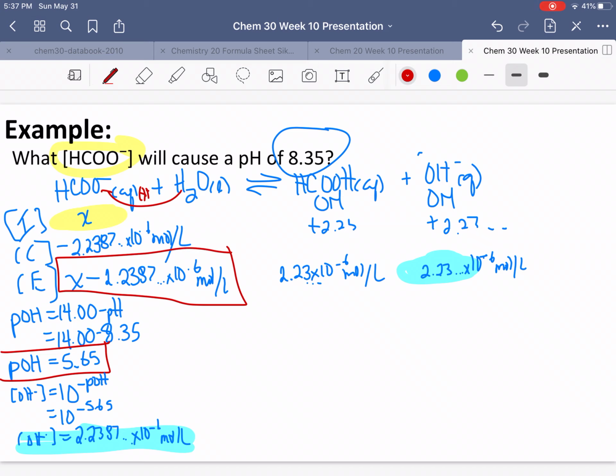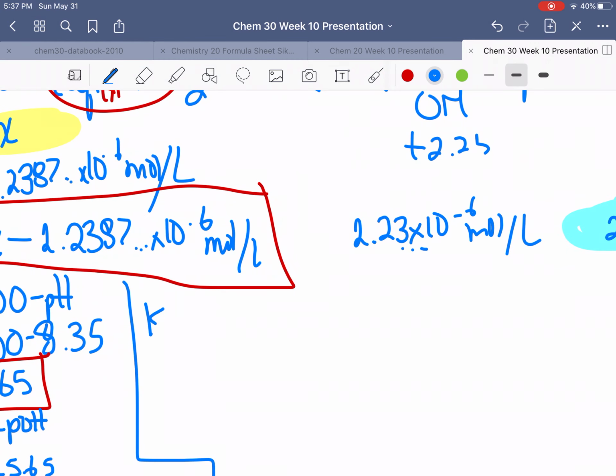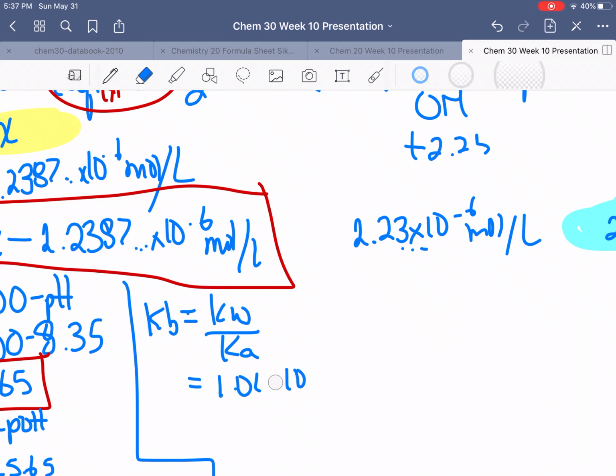Let's continue. At this point, an equilibrium law is not that helpful because I don't know Kb. Do we have a method to find Kb? Absolutely. Kb is equal to Kw over Ka equals 1.00 times, 1.0, not 00. There we go. Times 10 to the negative 14.